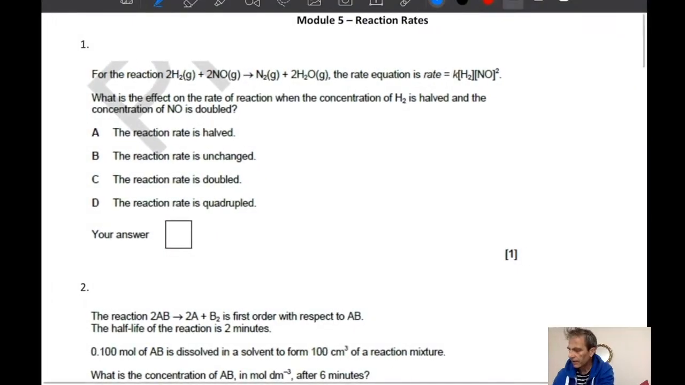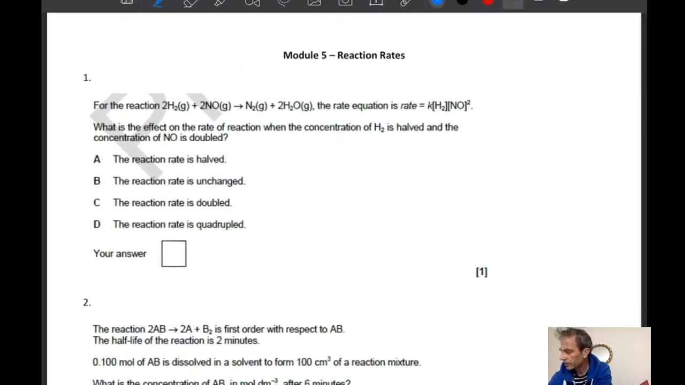Right, so we've got this reaction. Don't worry so much about the reaction equation itself. What you're really interested in is this rate equation. What that's telling us is that the order with respect to hydrogen is first order, and the order with respect to nitrogen monoxide, NO, is second order because of the power 2. So basically the rate is proportional to the changes in concentration raised to the order power.